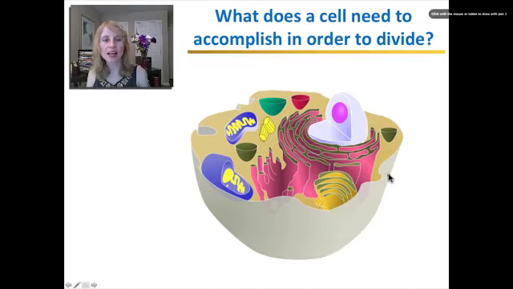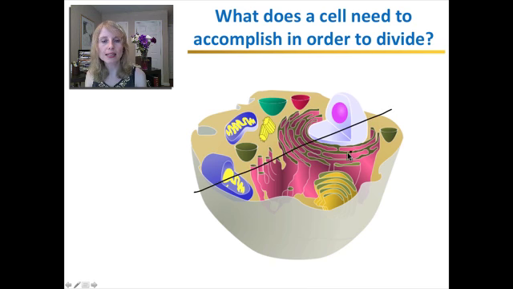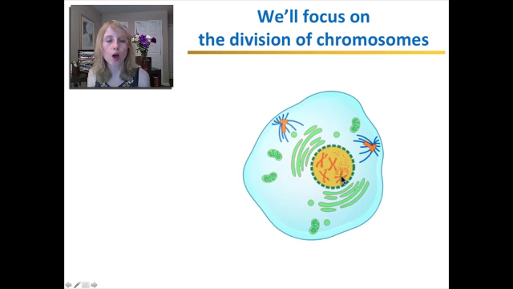Now imagine that this cell is about to divide, so it's just going to get split into two new daughter cells. What does it need to accomplish? Well, it needs to make sure that the two new daughter cells have all of the organelles that they need. So the organelles need to be divided. Then even more tricky, the DNA inside the nucleus has to get properly divided. We need to make sure that the two new daughter cells have the same amount of DNA as the original cell, that they don't lose any of the genes that they need to carry out their cellular functions. In this lesson, we're going to focus on the division of the DNA, which is packaged into chromosomes.